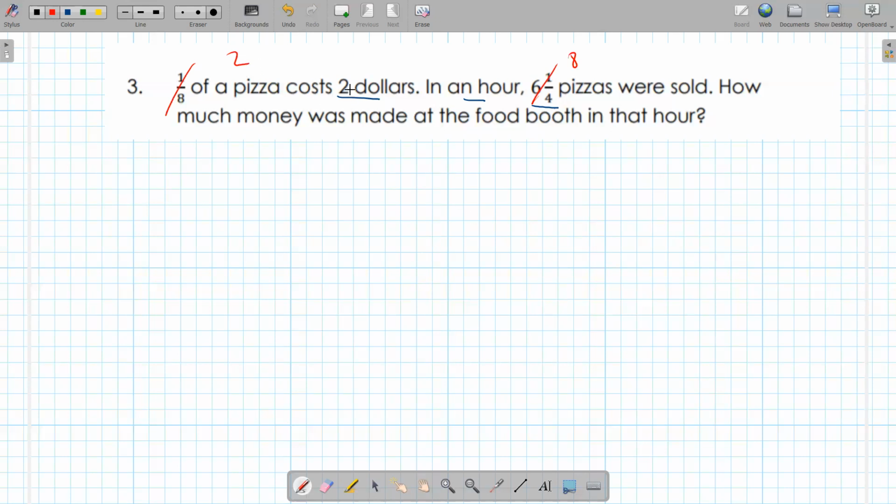So if 2 pizzas cost $2, how much does 1 pizza cost? 1 pizza costs $1, right? So we first need to find how much is 1 pizza. If 1/8 pizza is $2, is 1 pizza going to go up or down? It's going to go up. So do you multiply 2 by 1/8, or do we divide? You divide. So 2 divided by 1/8 is just 2 times 8. So one pizza costs $16, right?